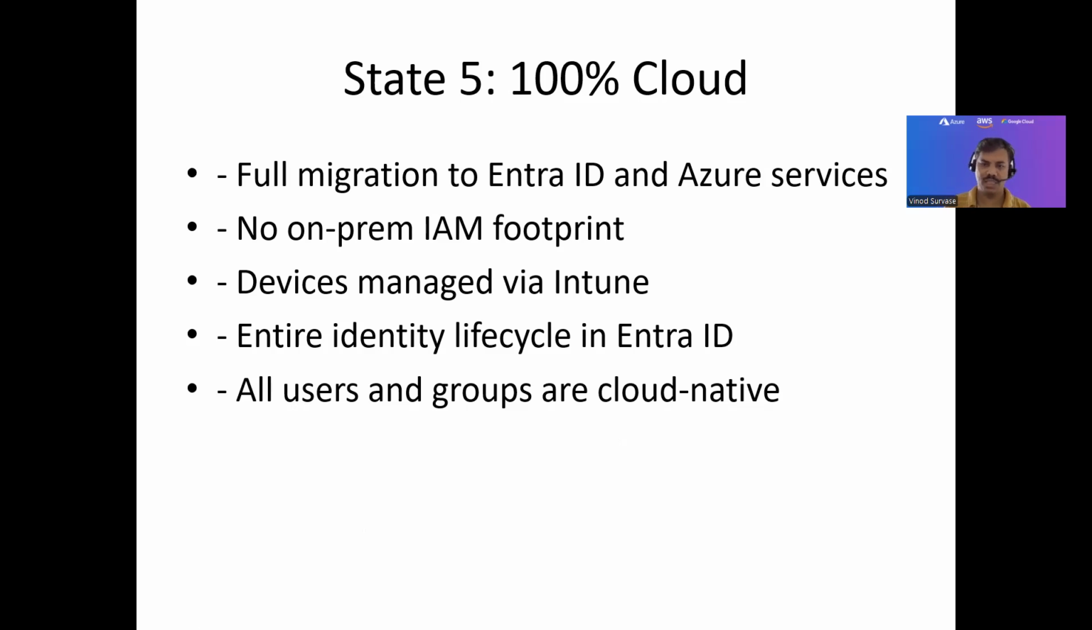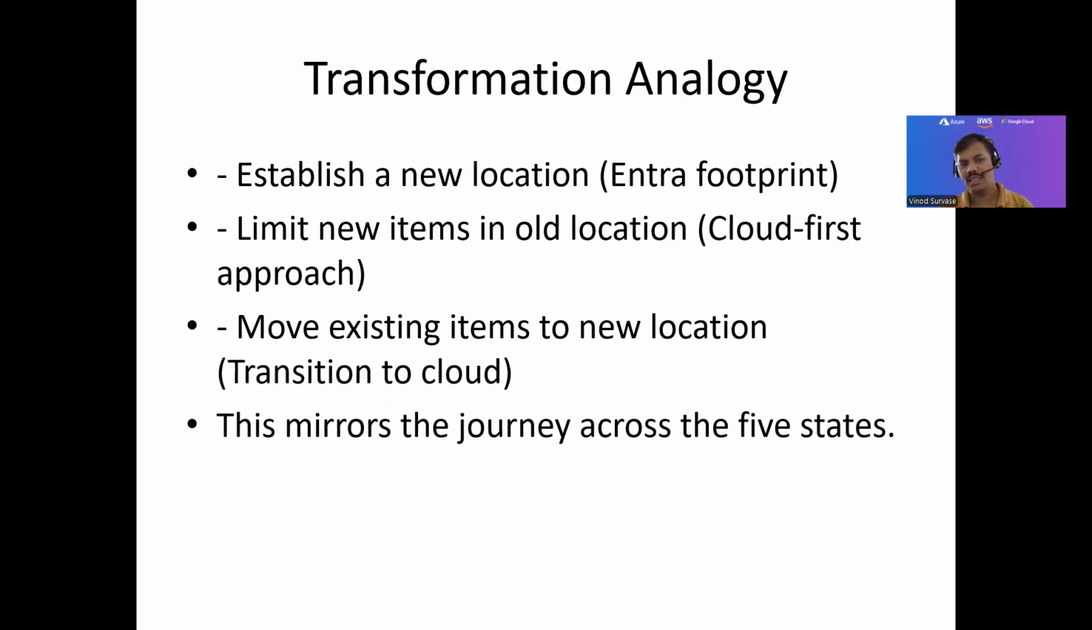So that way it is possible, but definitely there is still a footprint of on-premises that is bringing the accessibility and network capacities to the cloud and then leveraging that. So this is how it is going to be. And in simple terms, the analogy of this is to establish a new location like the Entra footprint, limit new items in the old locations, which is, of course, the cloud-first approach, and move existing items to the new location, which is, of course, to transition to the cloud. So this mirrors the journey across all of these five steps.